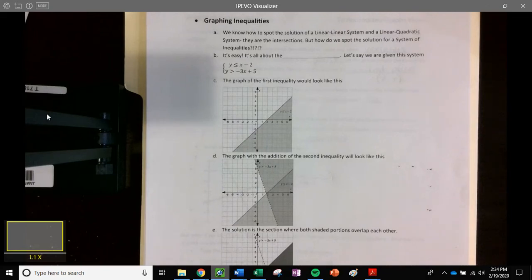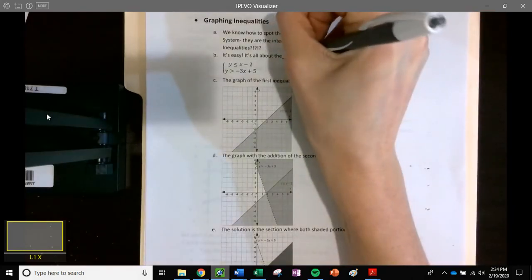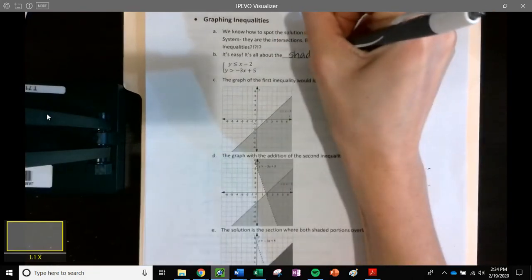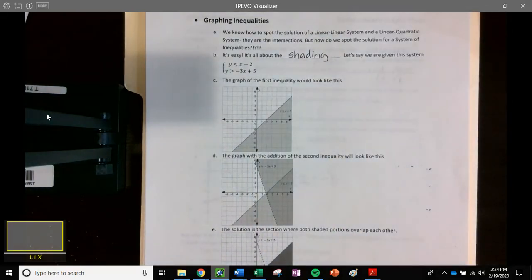The solution of a linear system is the 1 point where the lines cross each other. And the solution to a linear quadratic system is the potential 2 points where the parabola and the line intersect. But those are intersections, right? What about systems of inequalities? Well, with inequalities, it's all about the shading, because when you graph an inequality, just like when you graph an inequality on a number line, you're dealing with shading of that graph.